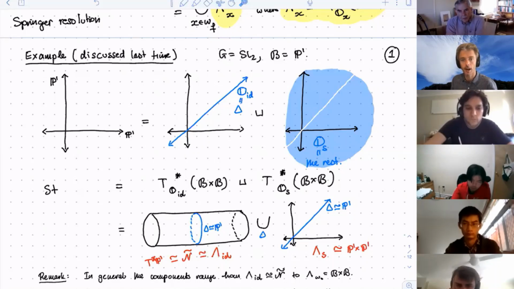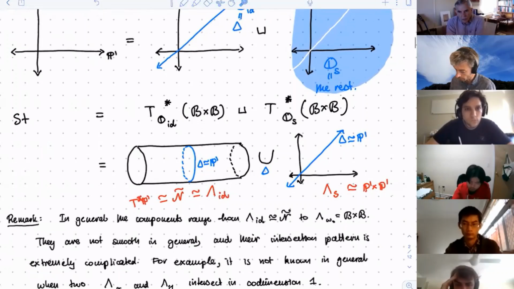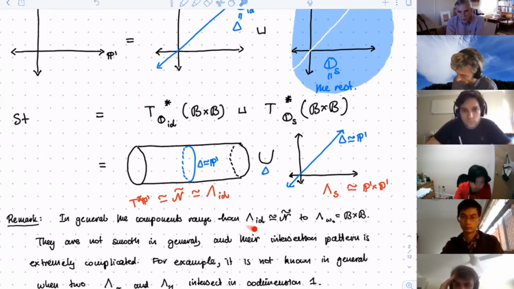And let me just remark that in general, this is somewhat what one should have in mind: the components range from the cotangent space of the flag variety, which is the diagonal, and this is kind of the most non-compact component, to the product of the flag variety with itself, which is the most compact. And we see in this example, that's this piece and that's this piece, because W finite only has 2 elements in this case.